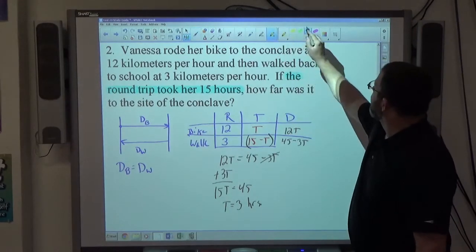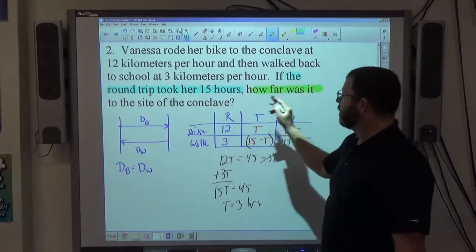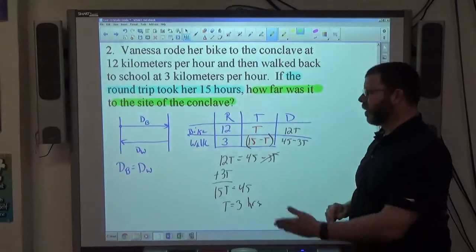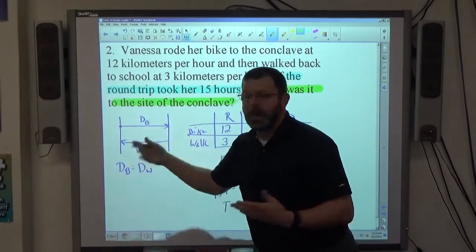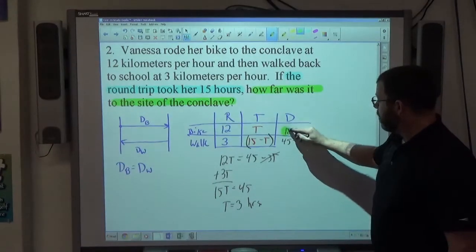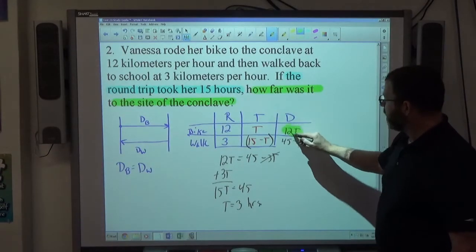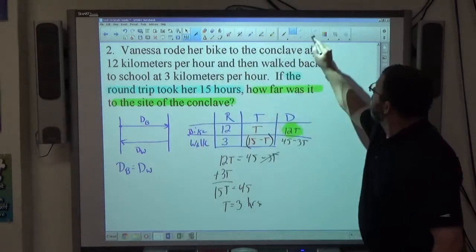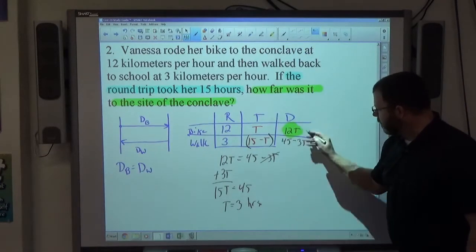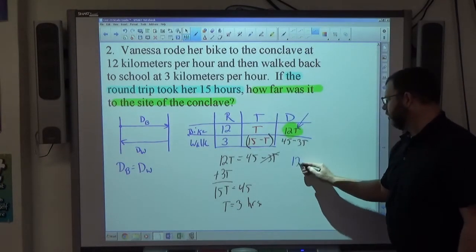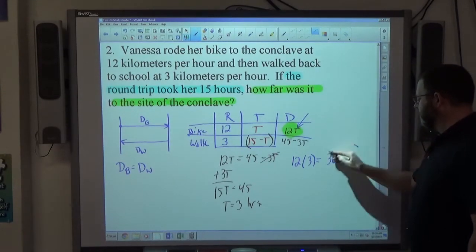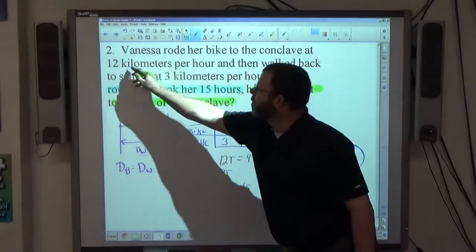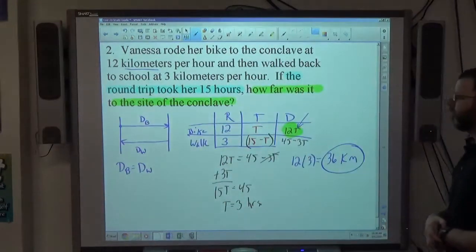The question this time says, how far was it to the site of the conclave? They want to know the distance there. That's the distance to the conclave, that's the distance back. It's the same distance, so basically what they're asking us for is that right there. So once we know what t is, t goes right there, so 12 times 3 is equal to 36 kilometers. And I know it's kilometers because it says kilometers per hour. Make sure we use the proper units on these answers.